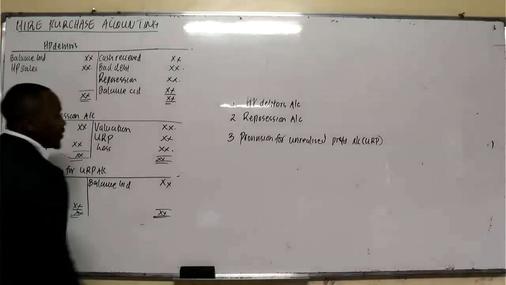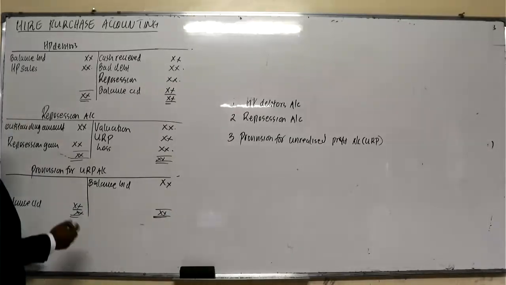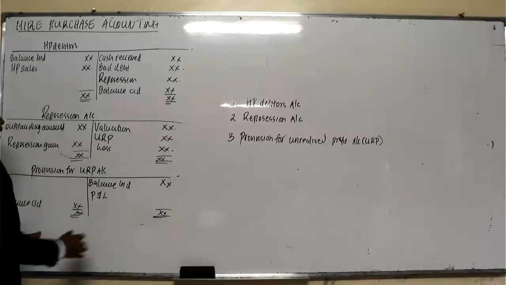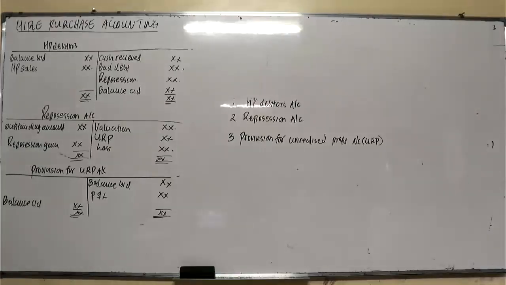Now, if the provision increases, the balance goes down to balance carried down. That change is what you take to the P&L as an expense. The increase in provision is what becomes an expense. So those are the major accounts prepared.